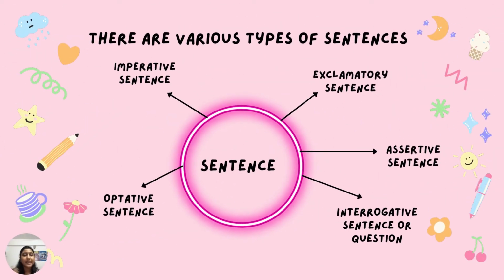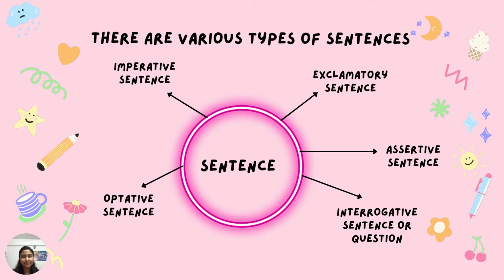Now, as I already mentioned at the beginning, the topic we are discussing is sentence and its types. So here are the types. There are 5 types of sentences. The first one is assertive sentence. The second one is interrogative sentence, also referred to as question sometimes. The third one is the optative sentence. The fourth one is the imperative sentence. And last but not the least, the exclamatory sentence. Now we will get to know about these.